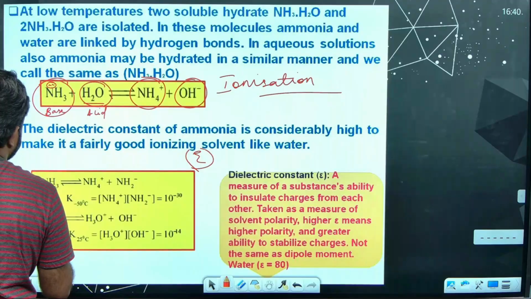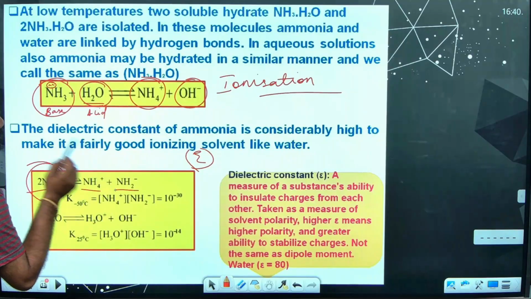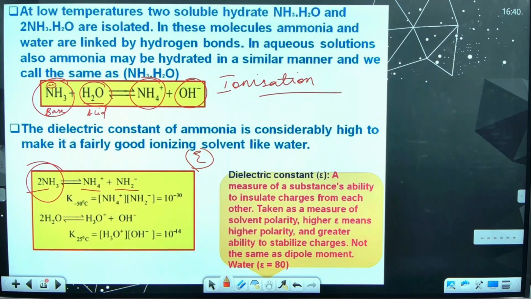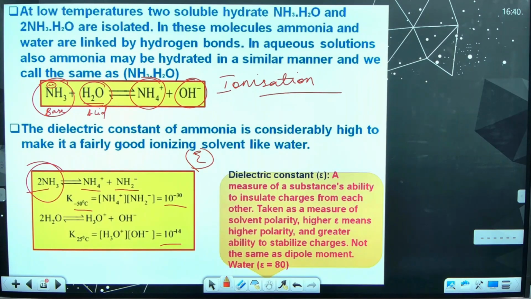So look here, ammonia undergoes self ionization to form ammonium and amide, NH2 minus. So for this, K at minus 50 degrees Celsius is 10 power minus 30. Water's K value is 10 power minus 14.